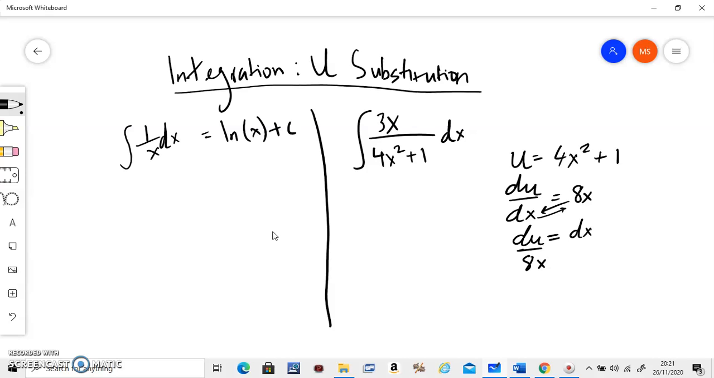Now what you do is, in place of 4x squared plus 1, you write u, because that's what we chose. In place of dx, you write du over 8x. And then you check, does anything cancel out? So the x cancels out with x. So you're left with 3 over 8u du. Now, the constants can go out of the integral.